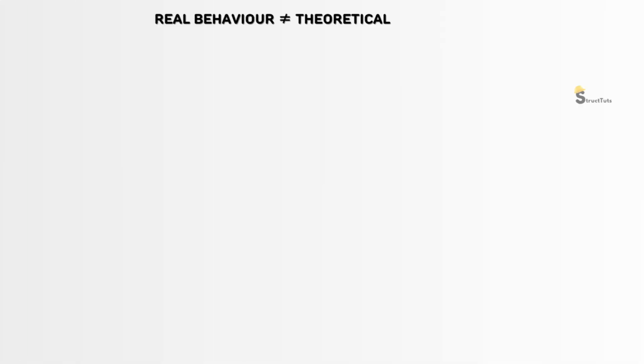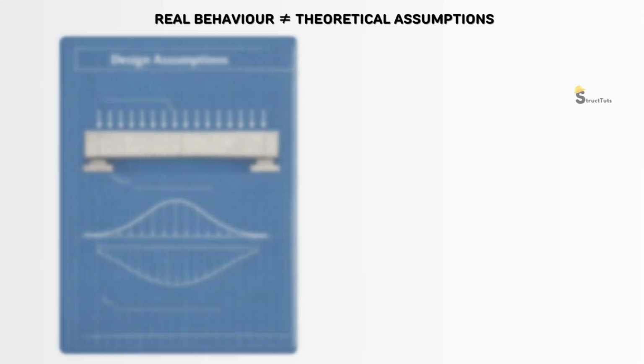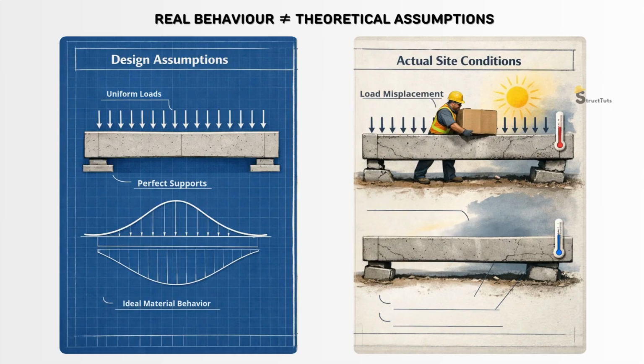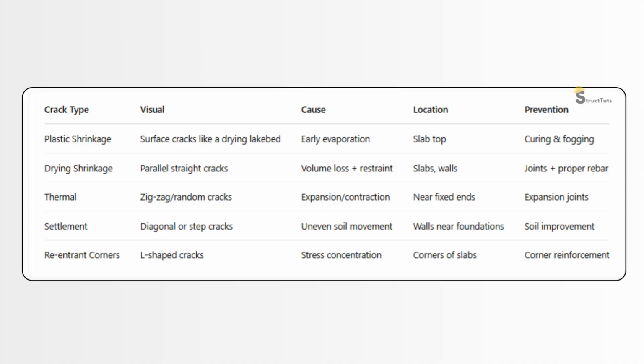Real behavior doesn't always match theoretical assumptions. Most structural designs are based on ideal conditions such as uniform loads, perfect supports, and perfect material behavior. However, actual site conditions introduce factors like load misplacement, temperature gradients, and workmanship inconsistencies, which can significantly affect how the structure performs in reality. This is a consolidated table summarizing all the points we've discussed, and some new points also, showing when each cause occurs, the type of stress involved, common cracking zones, and preventive measures.